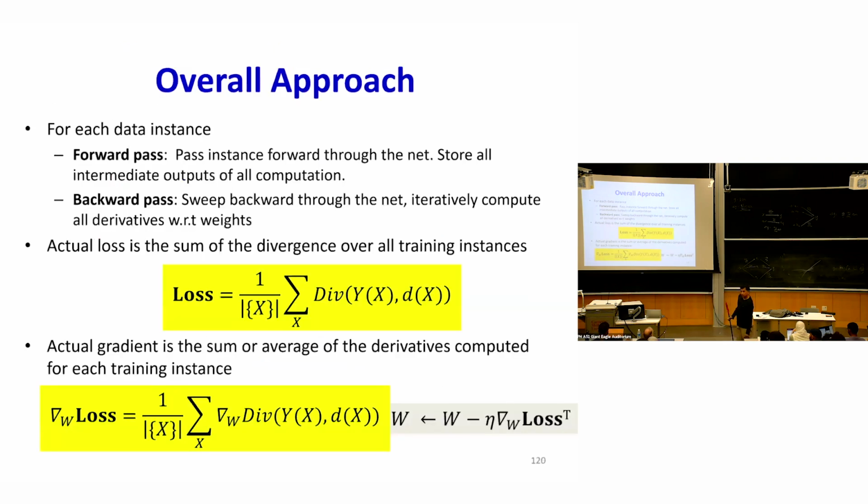So the overall approach for training is as follows. In the forward pass, you're going to pass the instance forward through the net, store all the intermediate outputs. In the backward pass, we're going to sweep backward and iteratively compute all derivatives with respect to weights. The actual loss is the sum of or the average of divergences over all the training instances. So the gradient over here is also the average of divergences over all the training instances. Backpropagation, the rules that we just saw, tell you how to compute the divergence for a single training instance. You'd have to accumulate these over all of your training instances, compute the average, and that's what you would use in your network update.